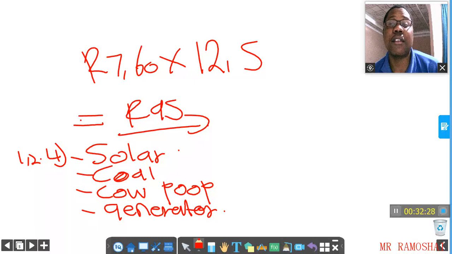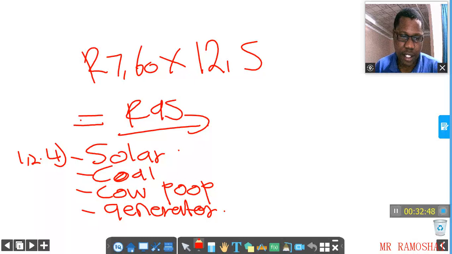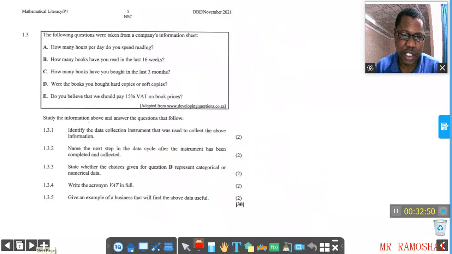Another thing we can talk about here is the gel that they use to cook, but it only uses a primer stove. So you can also mention it, right? Let's go to the next. All the questions here have been answered, right? I think we are managing time correctly. Let's go to 1.3. That will be the end of question 1, right?